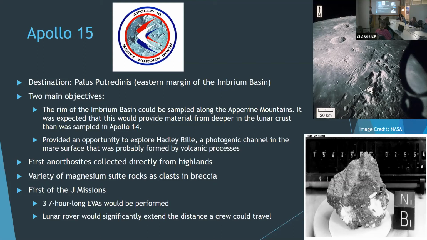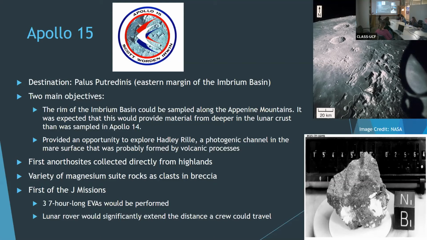Which was a channel in the Mare surface that was probably formed from volcanic processes, so they were expecting to get a lot more of that volcanic material. This does mark the first Apollo mission to bring back anorthosites collected directly from the Highlands, not just the ejecta from Apollo 14. They brought back a variety of magnesium-rich rocks as well as clasts in the breccia.